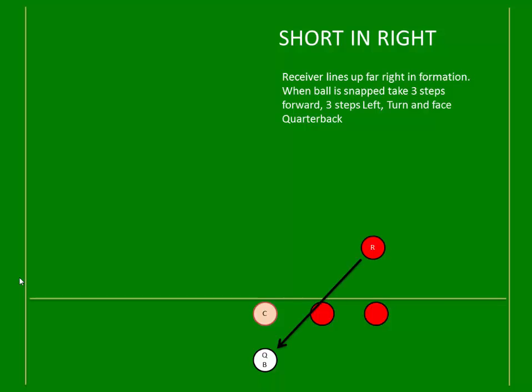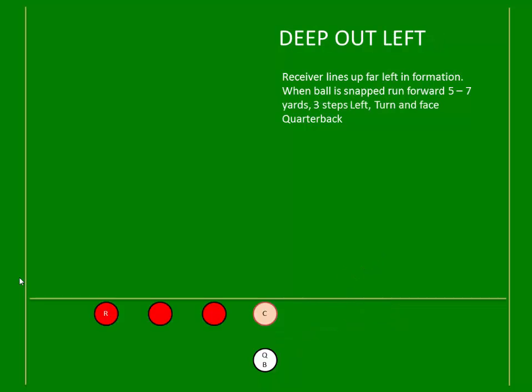If you haven't noticed, anytime you have a play that's in, it means the receiver's cutting back towards the quarterback. And if it's an out, it means the receiver is going to run towards the out of bounds that they're closest to. Okay. Next, we have a deep out left.